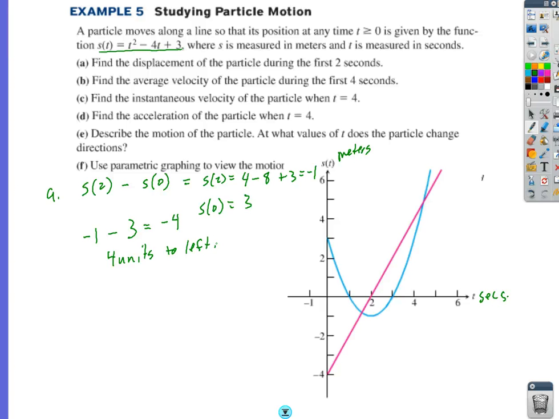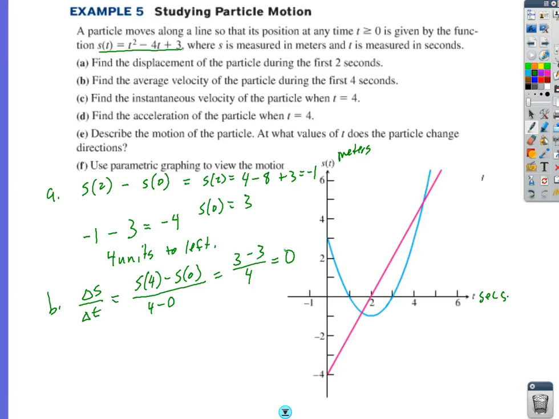Okay, part B says find the average velocity of the particle during the first 4 seconds. Average velocity, again, from all those definitions we said, was the change in s over the change in time, during the first 4 seconds. So that would be like saying s of 4 minus s of 0 all over 4 minus 0. S of 4 is 16 minus 16 plus 3, which is equal to 3 minus 3 over 4, which is equal to 0. Okay, so my average velocity for that time is 0.